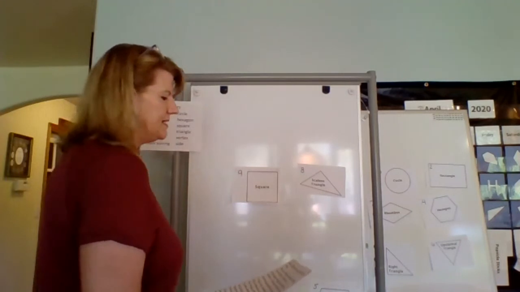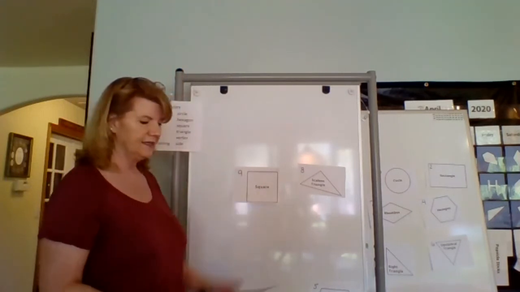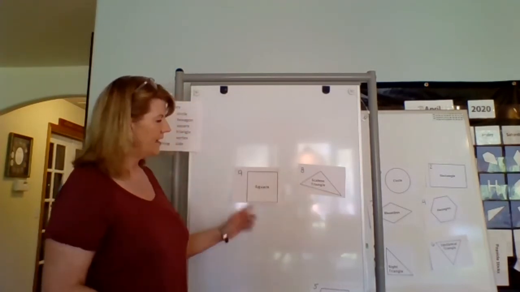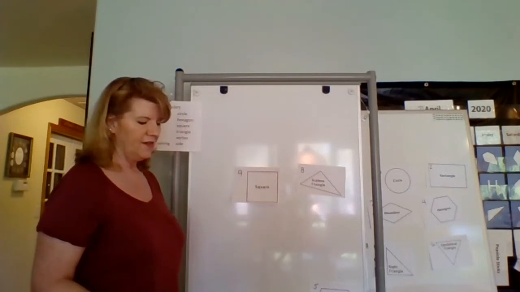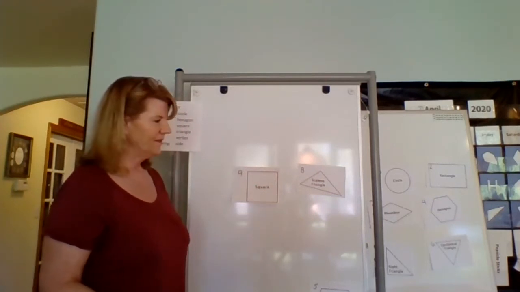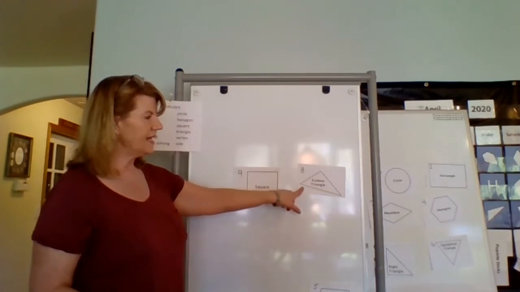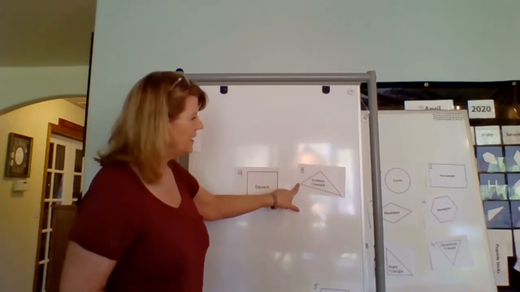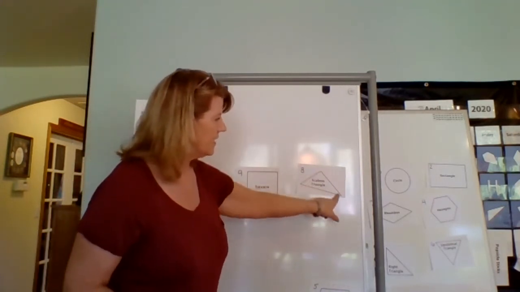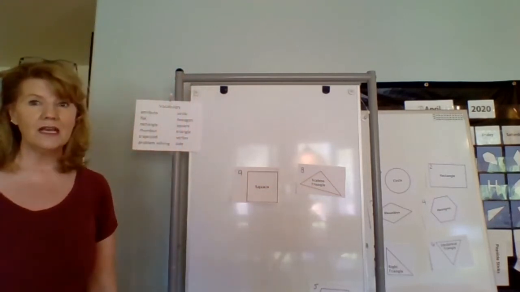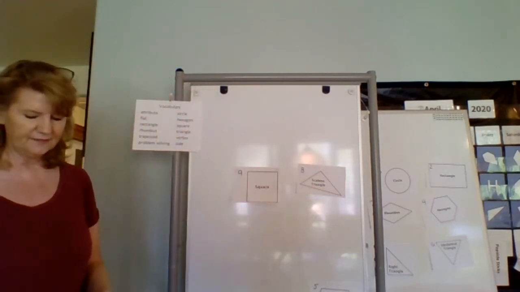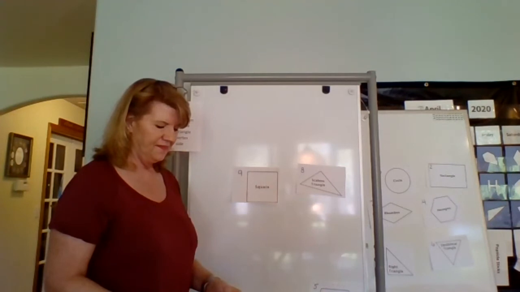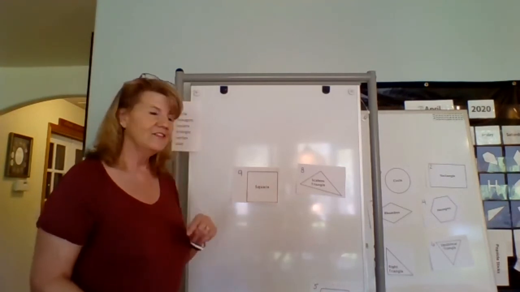But a triangle has 3 sides and the square has 4 sides. There are corners, 3 corners or vertices on the scalene, and there are 4 corners or vertices on the square. I noticed that the scalene has different lengths of sides. So it has a short side, a medium side, and a long side. And the square has 4 equal sides.